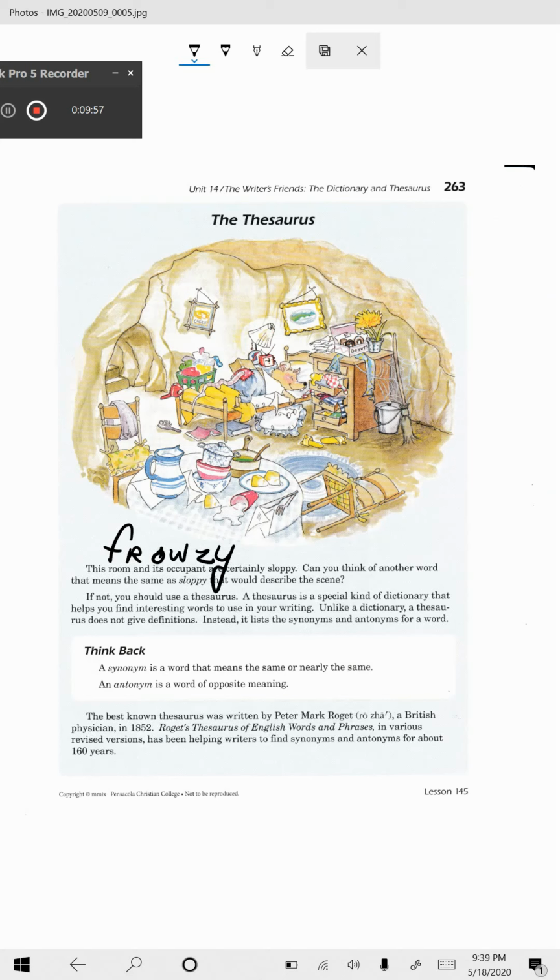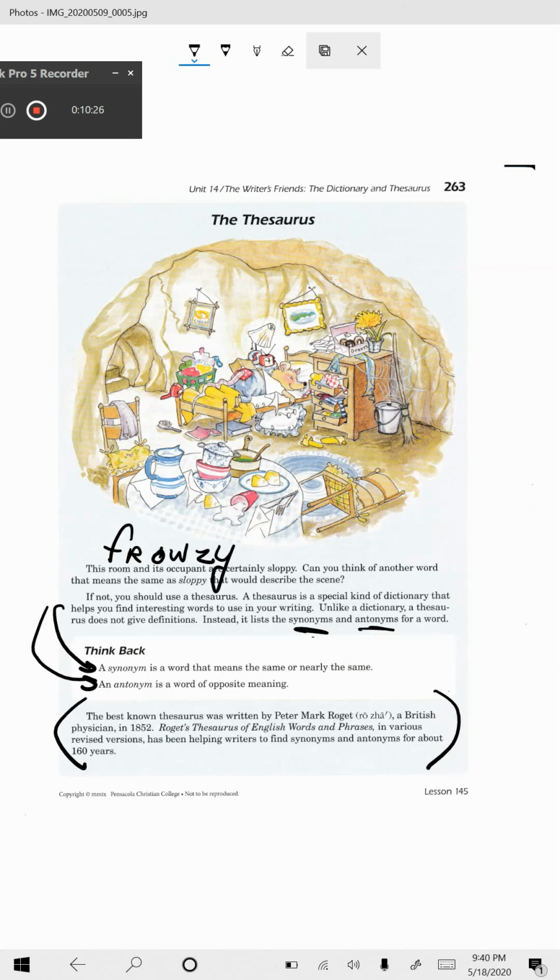So a thesaurus is a special kind of dictionary that helps you find interesting words to use in your writing. Unlike a dictionary, a thesaurus does not give definitions. Instead, it lists the synonyms and the antonyms for the word. So remember, synonyms are words that mean almost the same, whereas antonyms mean the exact opposite. Just a little information down here to know.